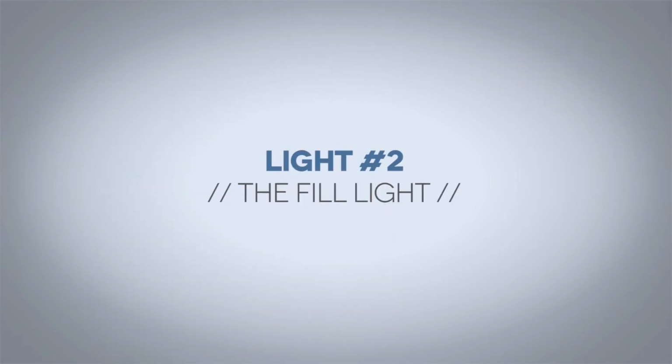Light number 2, the fill light. The second light in the three-point lighting system is the fill light, and the purpose of the fill light is to correct and fill in some of the shadows that were created when you turned on your main light, the key light. But the fill light isn't going to be as strong as the key light. The point isn't to eliminate shadows or to completely remove the ones that are created by the key light.